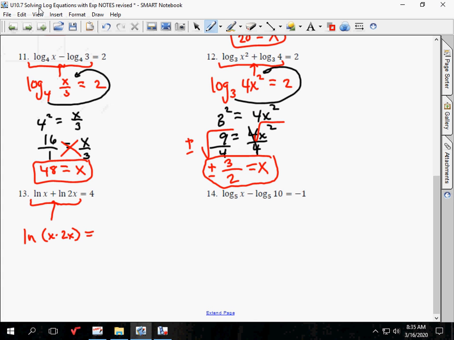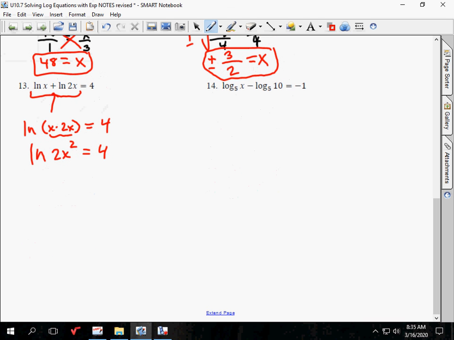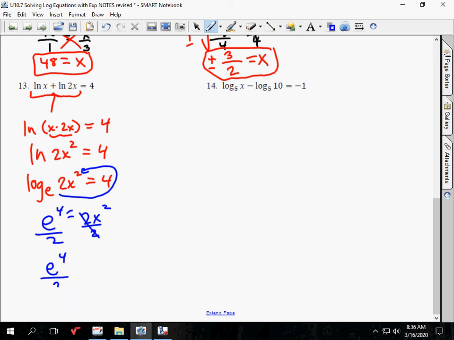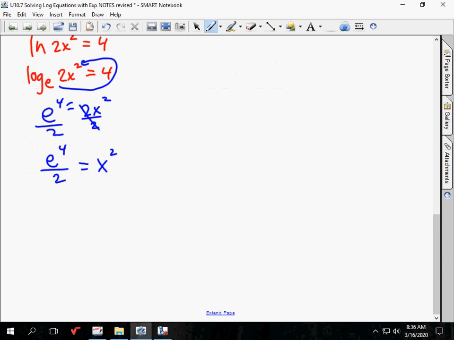All right, so let's finish this. So x times 2x equals 4. We can multiply the x and 2x. That's 2x squared. We have 1 log in the problem, so we have to go to exponential. Make sure you understand natural log has base e. So now when we write this in exponential form, the base is e, so e to the 4th equals 2x squared. Then here we can divide by 2, e to the 4th over 2 equals x squared, and then square root it, plus or minus.